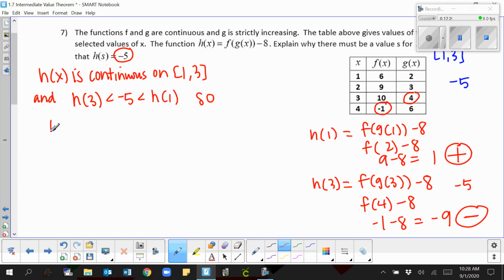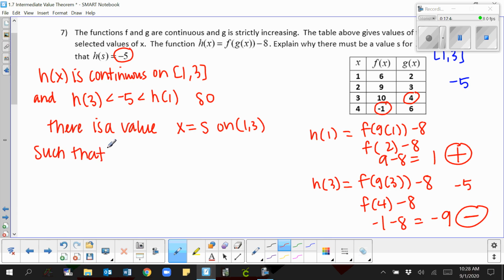So there is a value x equals s, because remember they're looking for h of s, on my interval 1 to 3, such that h of s is equal to -5 by the intermediate value theorem.